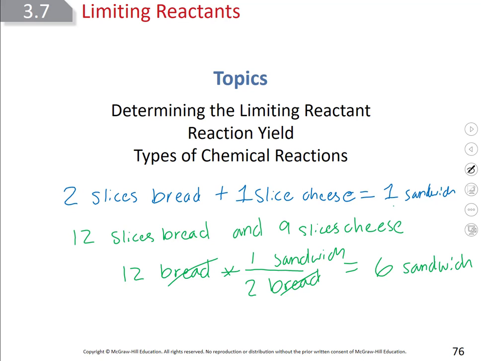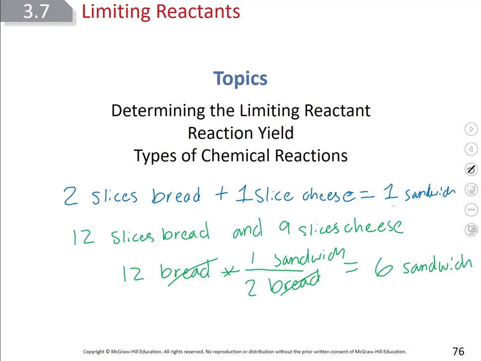Now, our cheese, was it perfectly balanced, or are we going to have leftover cheese? We're going to have some leftover cheese, right? So this is what is called our excess reagent. Our limiting reagent got used up first. Our excess is what we have in excess, what we have left over. How much cheese do we have left over?